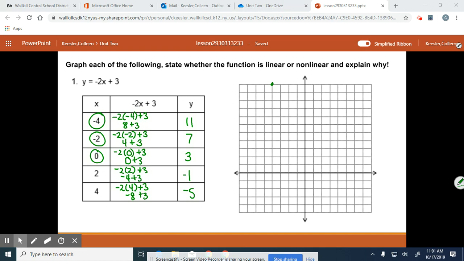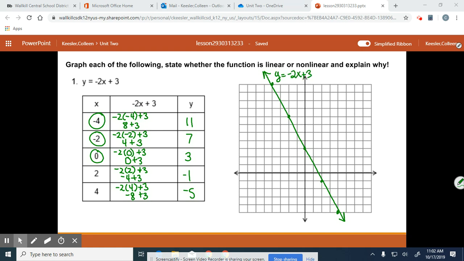Negative 2, 7 is left 2 and up 7. 0, 3, stay at the origin, go up 3. 2, negative 1 is right 2, down 1. And 4, negative 5 is right 4, down 5. Then take a straight edge or a ruler and draw your line through your points. So in this case, label it with the equation, y equals negative 2x plus 3.